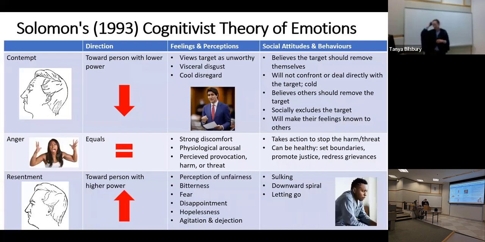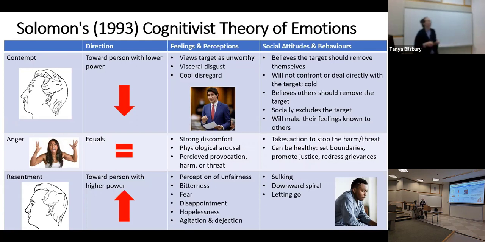According to Solomon's cognitivist theory of emotions, anger is something that is expressed between equals and involves that sense of discomfort, of arousal, and a sense that there's been some injustice or that there's a threat that we need to respond to. And then you take action to stop the harm or address the threat. You assert yourself. And that can be healthy, right? Because you set boundaries. Sometimes after you set a boundary, you have to enforce it. Otherwise, it's not a boundary anymore. Okay? And it can promote justice and redress grievances.